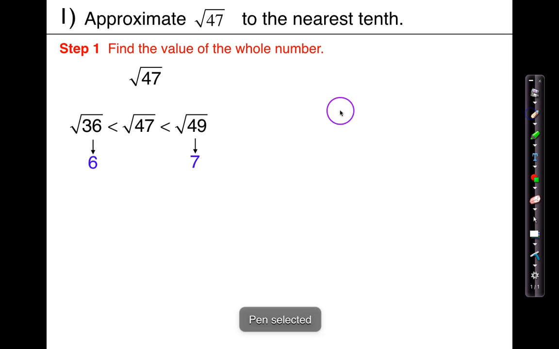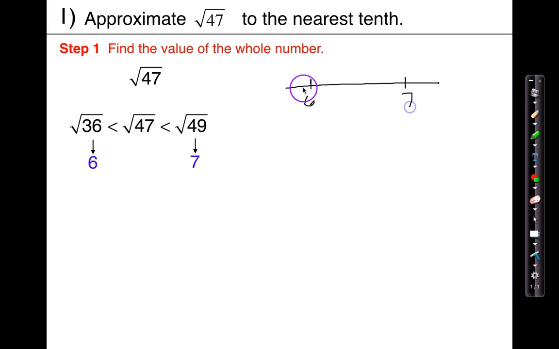So let me give you a visual real quick. So on a number line, if I have 6 here and I have 7, and it has to be within this range, notice all of these numbers would be 6.1, 6.2, 6.3, 6.4, 6.5, 6.6, 6.7, 6.8, 6.9, 7.